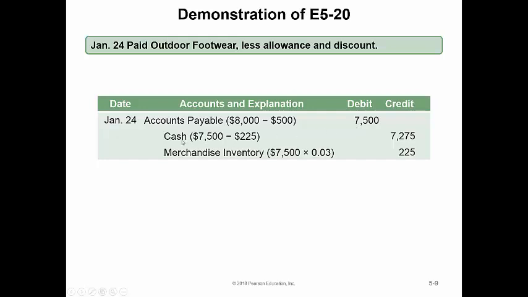But we're not going to pay them the full amount because we get a 3% discount. The easiest thing to do here is take your 7,500 and multiply it by 97%. That tells you that you didn't pay 3%, but you paid 97%. So that's going to give you your 7,275. Then we're going to credit merchandise inventory for 3% of 7,500, which reflects the 3% discount that we were given. Again, updating the merchandise inventory to cost, which is now 3% less than what we originally thought.